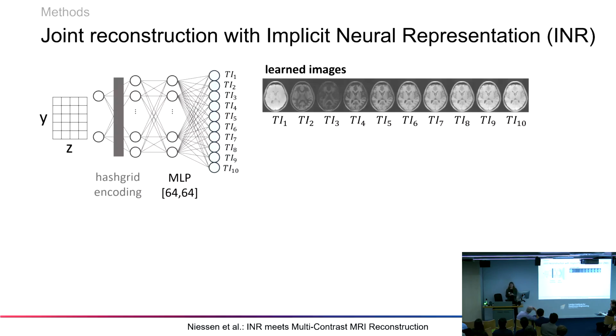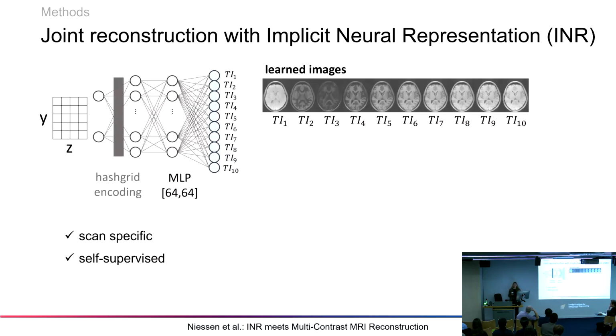Now, in our case, we reconstruct not just one image at a time, but actually 10 contrast images jointly, which means that the output of the network is not just one image intensity per coordinate, but actually 10 image intensities for the different contrast images. And I want to highlight that our method is scan-specific and self-supervised. This means that the network is only trained with the data acquired for one particular subject, and therefore is also less prone to hallucinations, as we have heard can happen in supervised methods.